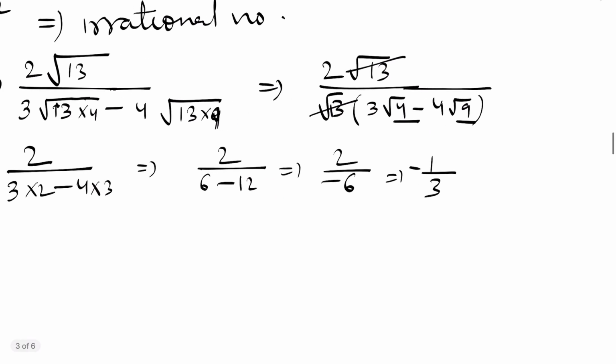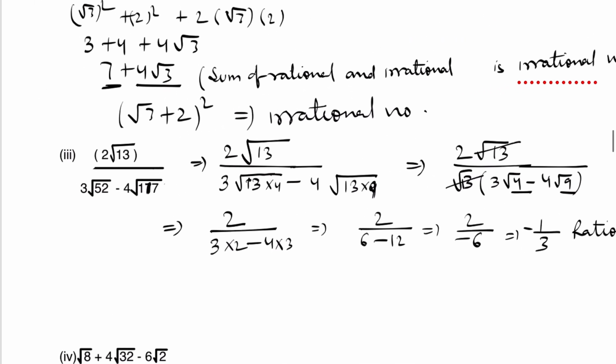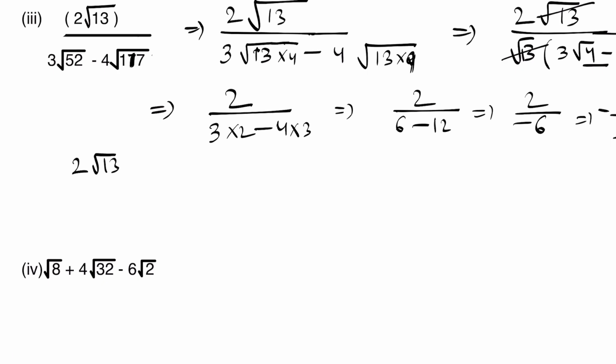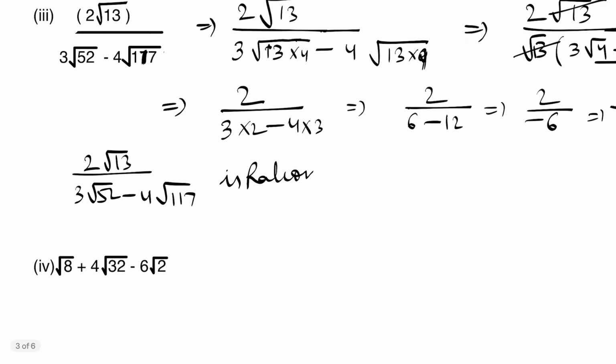Which is in the form of p upon q. So this is a rational number. So the given question, 2 root 13 upon 3 root 52 minus 4 root 117, is a rational number.